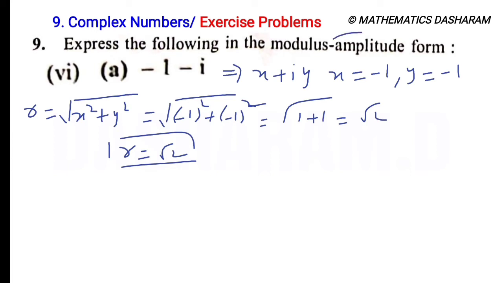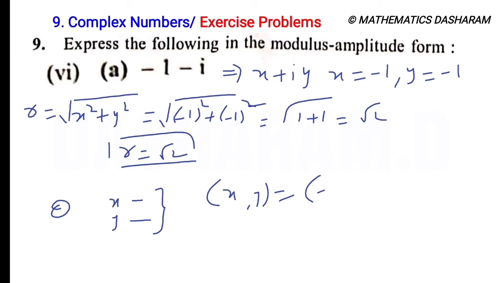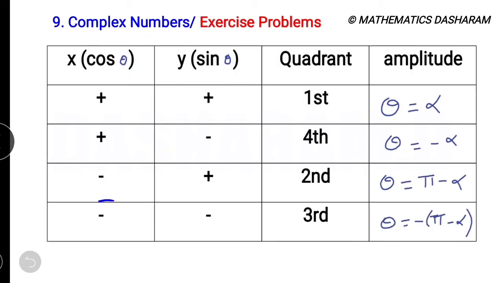Next, amplitude. Amplitude is denoted with theta, but once you observe the x and y values, x value is negative and y value is also negative. So both are negative. So x comma y, that means minus x minus y, lies in the third quadrant. When x value is negative and y value is also negative, then the point lies in the third quadrant.